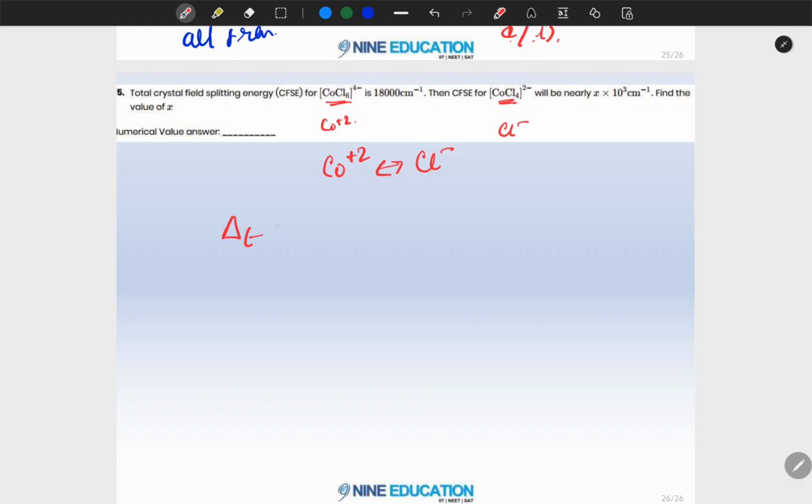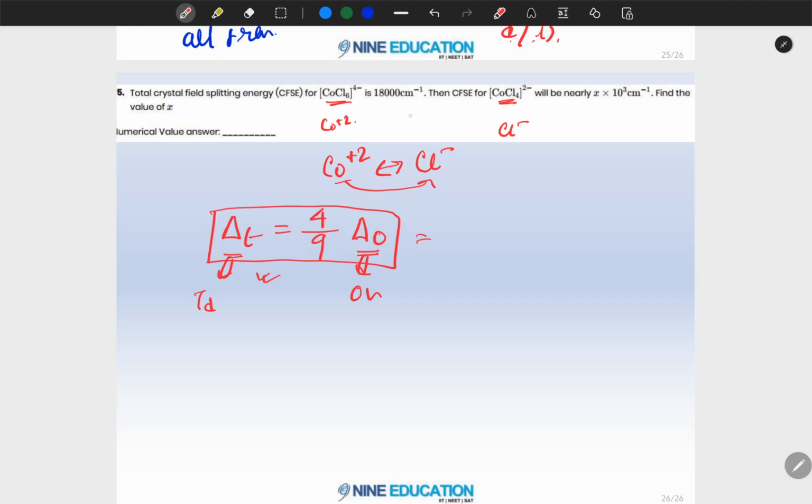Splitting in the tetrahedral field must be equal to 4/9 into Δo. Δo is nothing but the splitting in the octahedral field and Δt is the splitting in the tetrahedral field. This formula is valid for the same metal-ligand interaction only. Same metals and the same ligand, same type of bonding pattern, then only we can actually use this formula. So this is the splitting energy in the tetrahedral field and this is the splitting energy in the octahedral field.